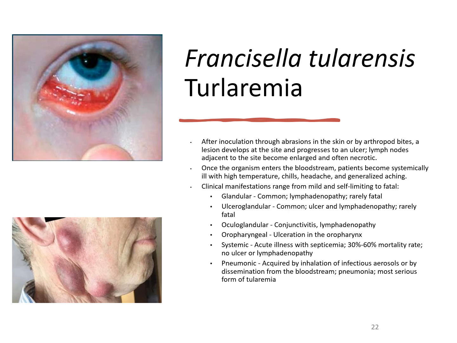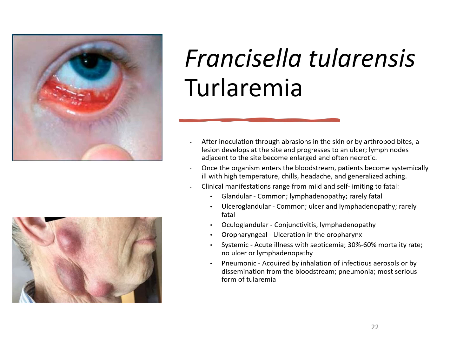So this organism, after it has been introduced to the host, through some sort of abrasion or skin puncture or perhaps a tick bite, the lesion will start to develop at the site, and then it will progress to an ulcer type lesion. The lymph nodes that are near those lesions will become infected, and they can become very enlarged and also necrotic. Once the organism enters the bloodstream, the patients become systemically ill, so they'll have a high fever, chills, headache, body aches.